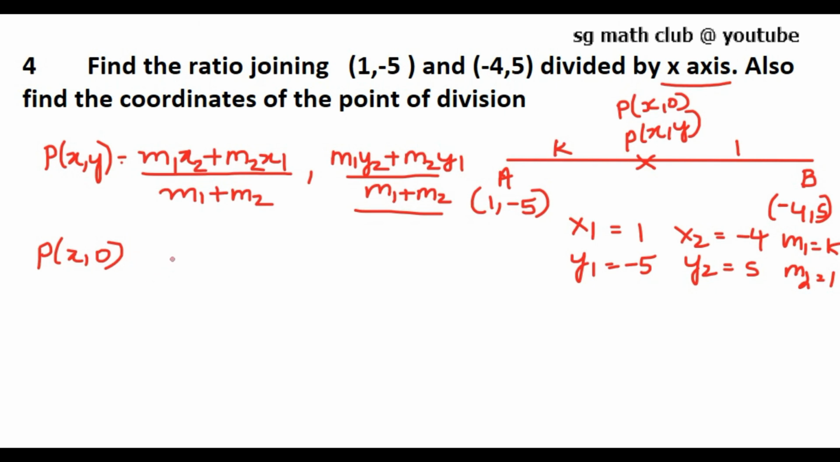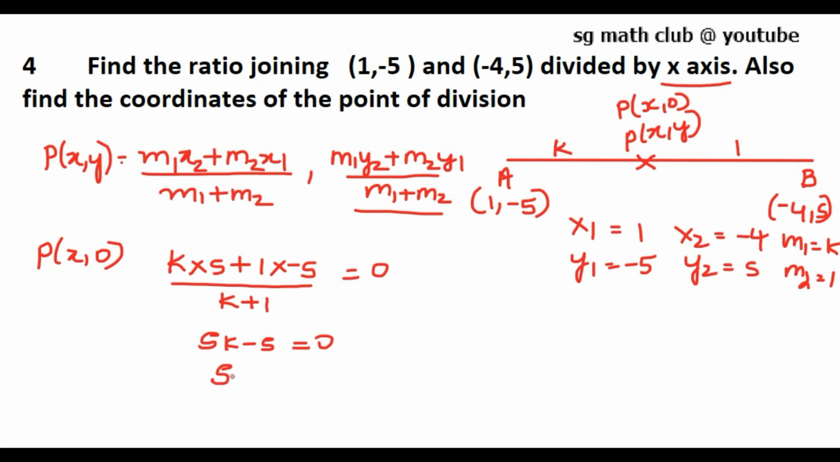So I will write m1 is k: k into 5 plus 1 into -5 divided by k plus 1 equal to 0. So we have 5k minus 5 equal to 0 into (k plus 1), which is 0. So 5k equal to 5 and k equal to 1. So I got the value of k. So the ratio is 1:1.